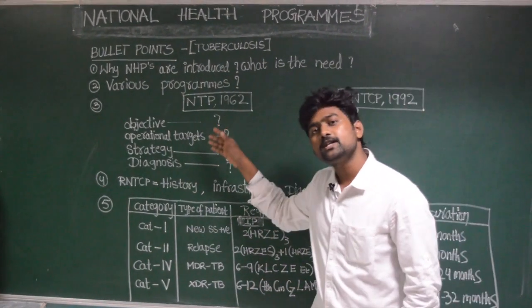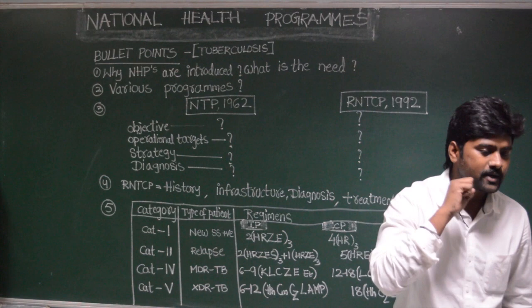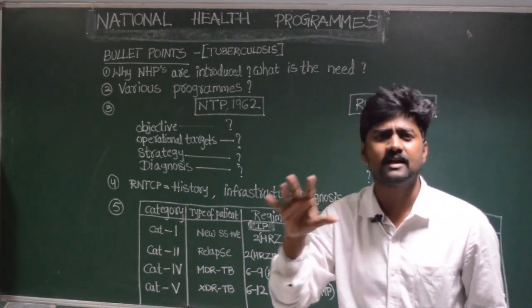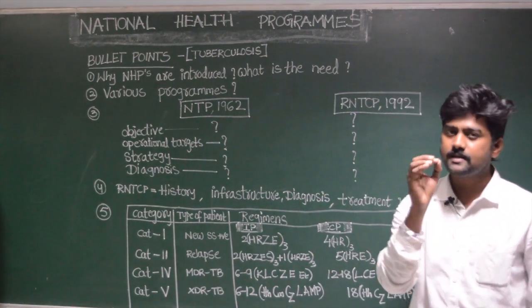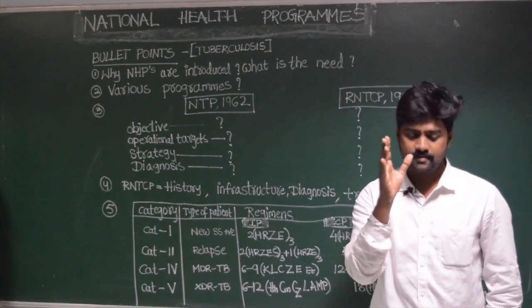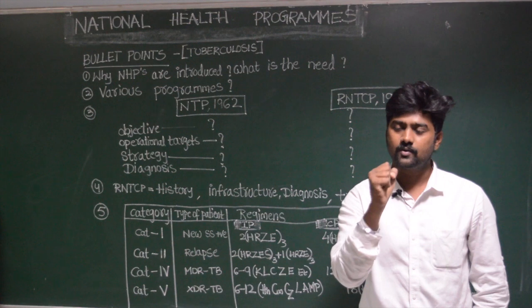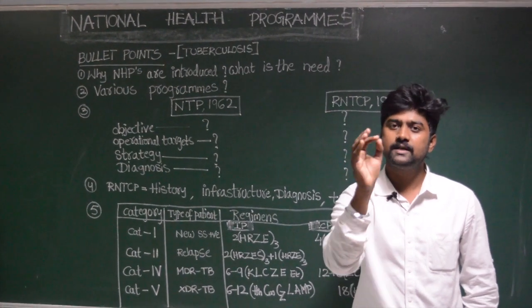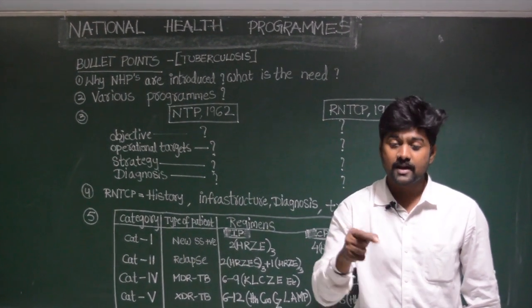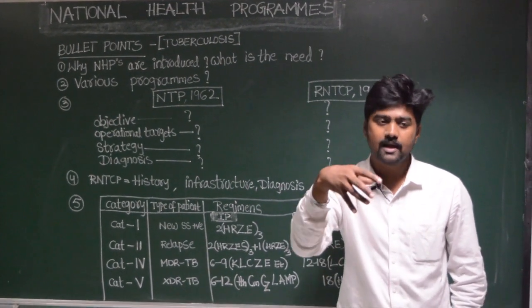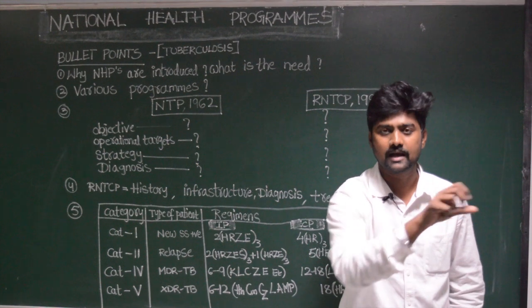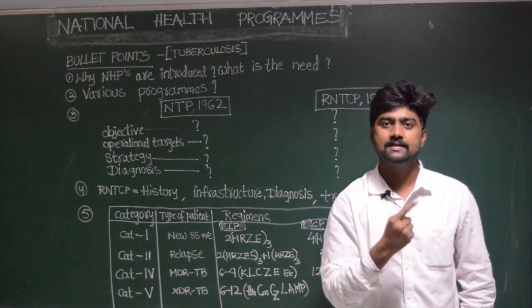Coming to the operational targets, there is no specific target for NTP. Whereas RNTCP has specific targets. They targeted a cure percentage greater than 90%, and in case finding, we have to find how many cases exist in a particular locality, overall India.